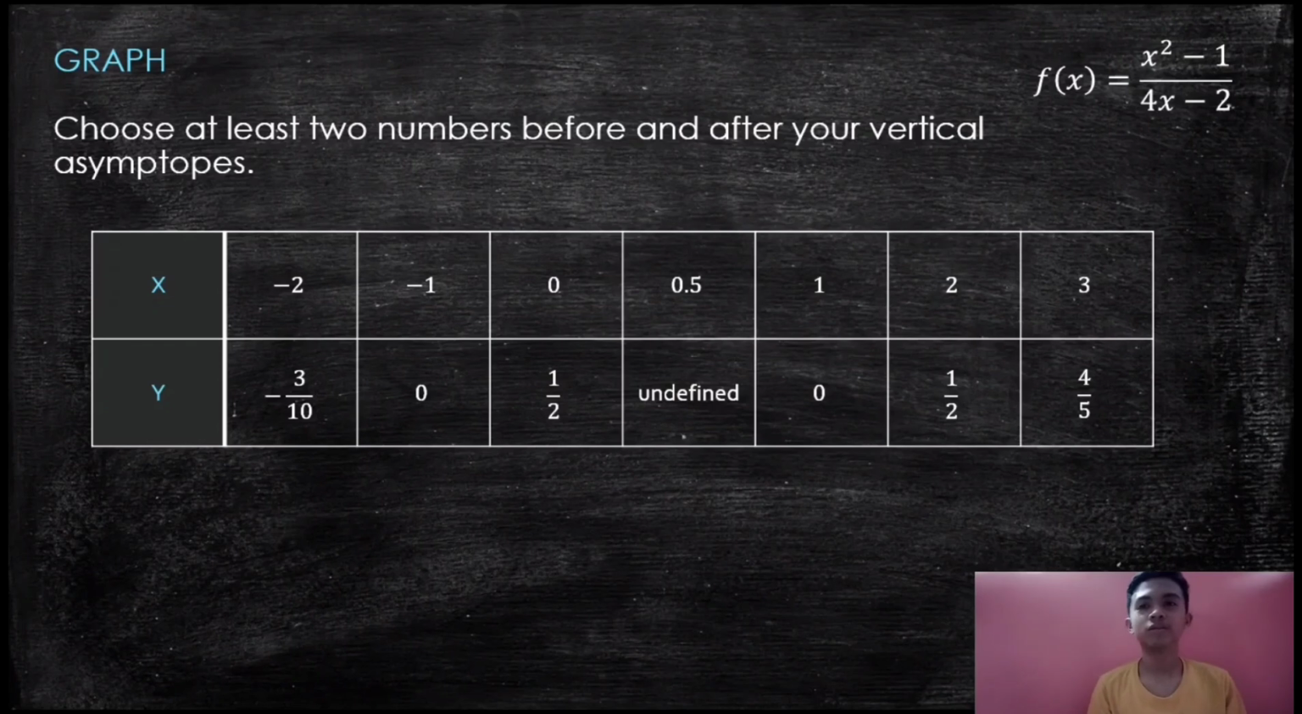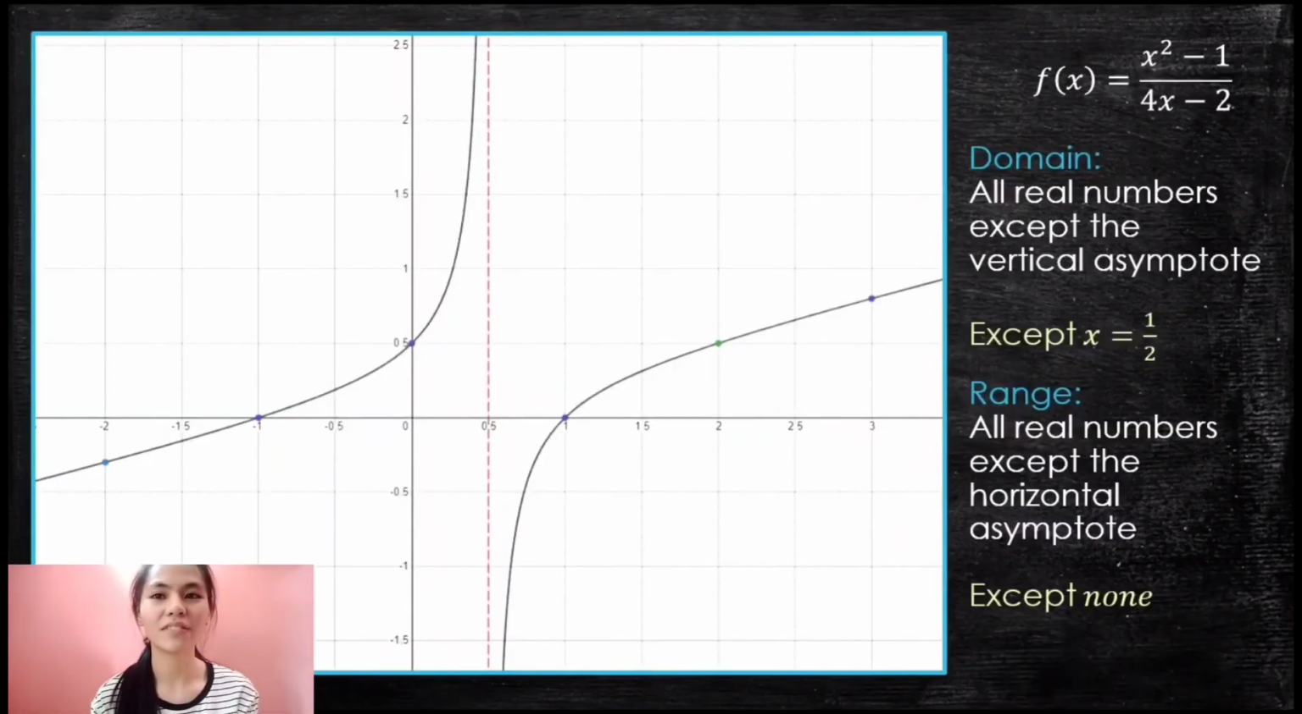We then make a table. Choose at least 2 numbers before and after the vertical asymptote. In our case, we have 7 numbers, and we substitute each x into our given equation. As you can see in our graph, the red broken line represents the vertical asymptote, and there is no line for the horizontal asymptote. Then we plotted the coordinates from the table.